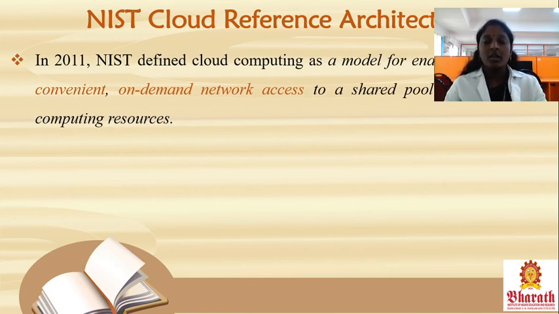NIST defines cloud computing as a model for enabling ubiquitous, convenient, on-demand network access to a shared pool of configurable computing resources. Ubiquitous means it should be available anywhere, and about anything. It should also be convenient to use, so the user should not feel any difficulties in using this cloud architecture, and it should be on-demand network access. Whenever the user demands any resources, the cloud provider should give them. This is the definition given by the NIST institute.